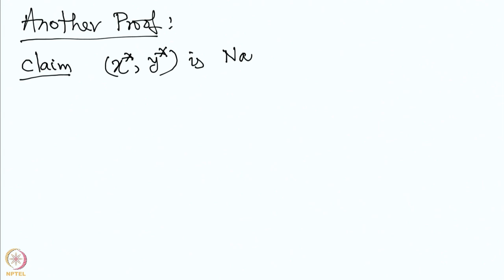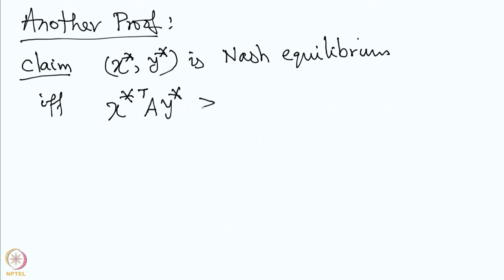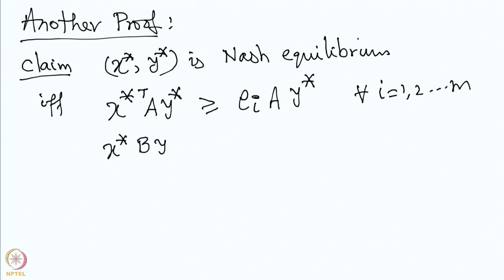This is the theorem, but we will try to give you another proof for this result. So the first thing I would like to say here is that I want to make the following claim: (x star, y star) is a Nash equilibrium if and only if x star transpose A y star is greater than or equal to e_i transpose A y star, this should be true for all i in 1 to m, and similarly x star transpose B y star should be greater than or equal to x star transpose B e_j for all j equal to 1 to n.